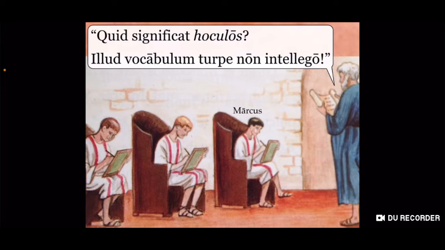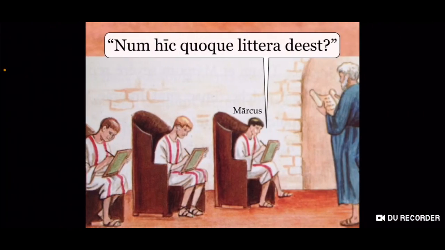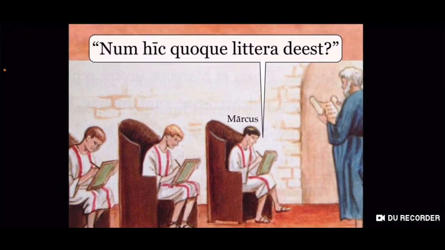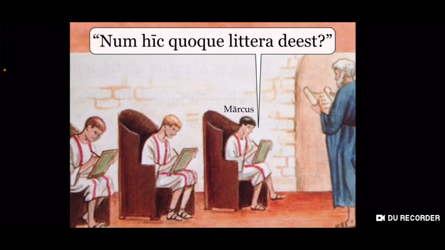Magister inquit, illud vocabulum turpe non intelligo. The teacher says, that word, that ugly word, I don't understand. Non hic quoque littera deest? There's also a letter missing, is there not? And that's how in English we like to do negative sentences. We say right at the end, it's not another letter missing, right?